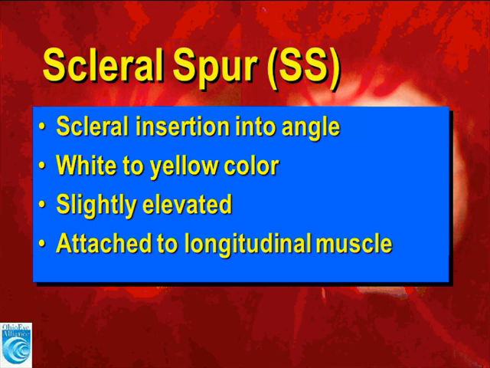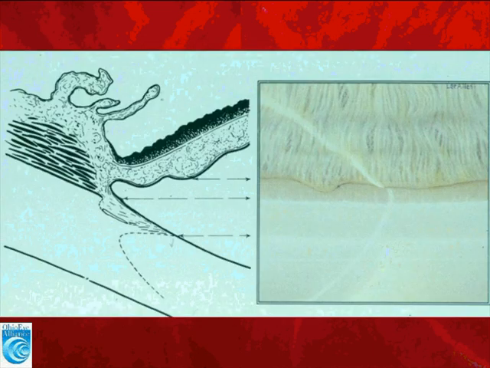Scleral spur is the insertion of the sclera into the angle. It is usually white to yellow in color, slightly elevated, and attached to the longitudinal ciliary muscle. As you can see in the drawing on the left, the longitudinal muscle fibers are black and oblong, and they insert into the ciliary body and into the scleral spur. By action of the longitudinal muscle contraction, the scleral spur is pulled posteriorly, and this can open the trabecular meshwork.